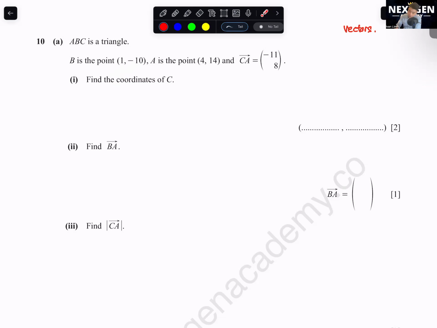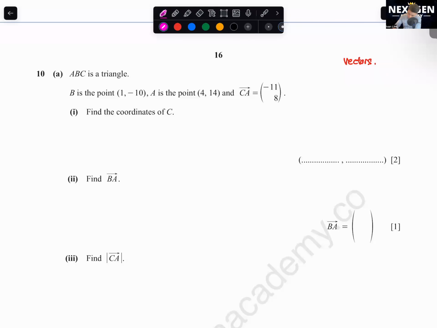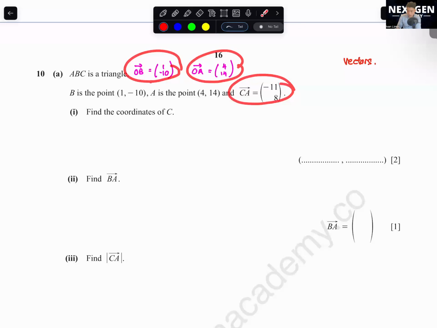These are the information they give us. We write down first: B means they gave us OB. So OB is equal to (1, negative 10). I write it in terms of vector first. Then OA is equal to (4, 14). So we have 3 vectors over here: OB, OA, and CA.